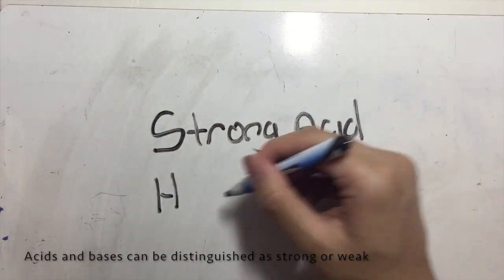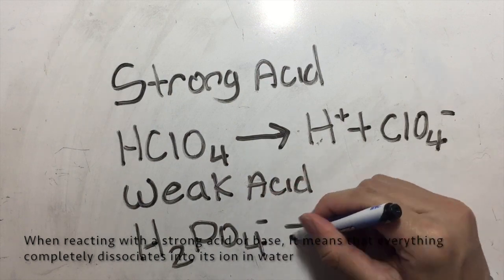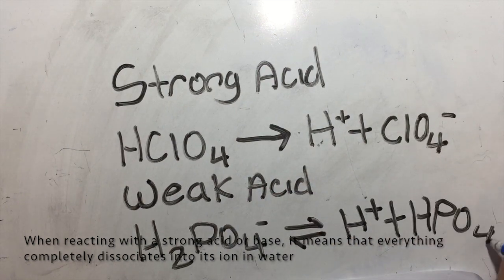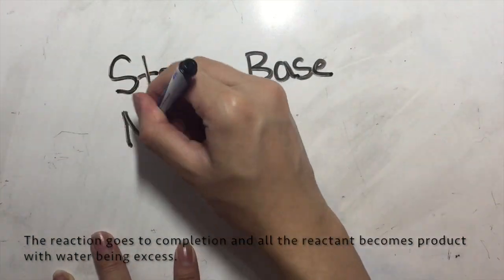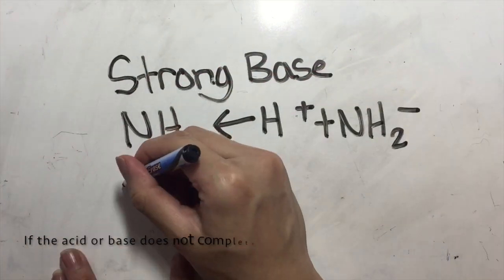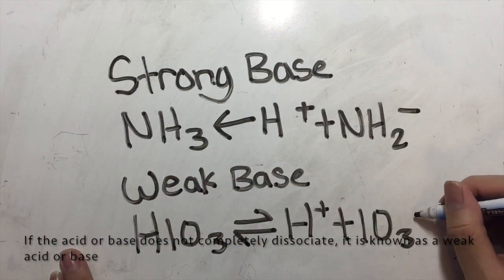Acids and bases can be distinguished as strong or weak. When reacting with a strong acid or base, it means that everything completely dissociates into its ions in water. The reaction goes to completion and all the reactant becomes product with water being in excess. If the acid or base does not completely dissociate, it is known as a weak acid or base.